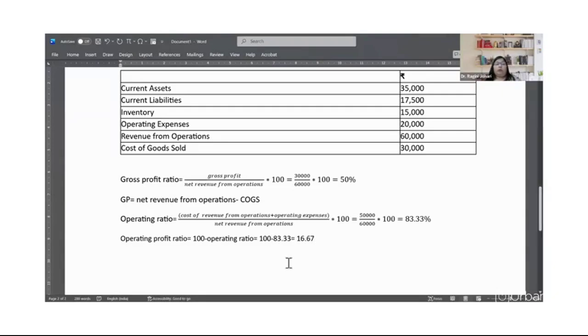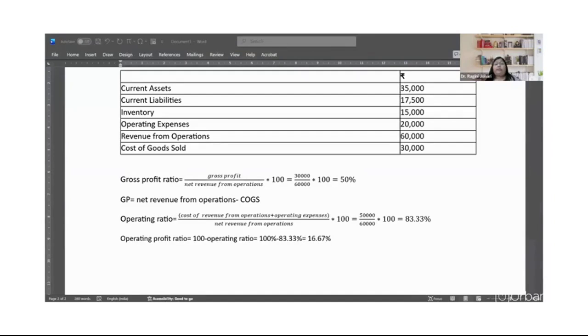Now, since these all are in percentage only, right? Because what is considered to calculate the return on investment.